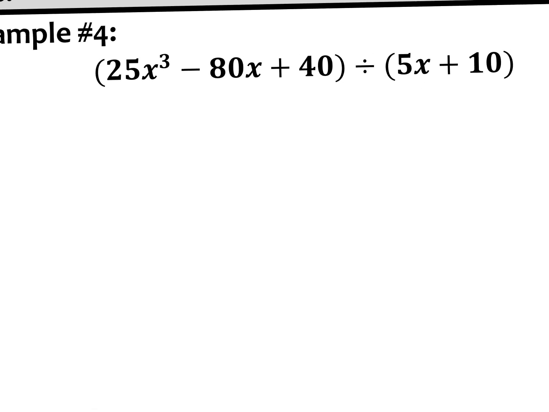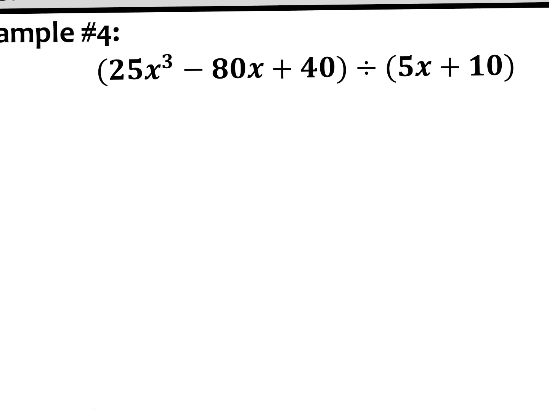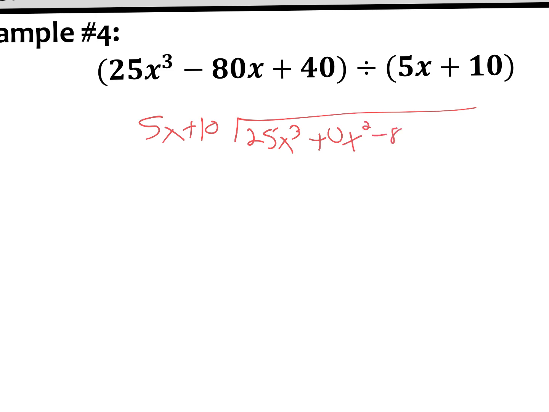All right, I want you to practice setting this up. Include all of the polynomials or all of the exponents. So 5x plus 10 is on the outside. 25x to the third plus 0x squared. We need that placeholder. Minus 80x plus 40.